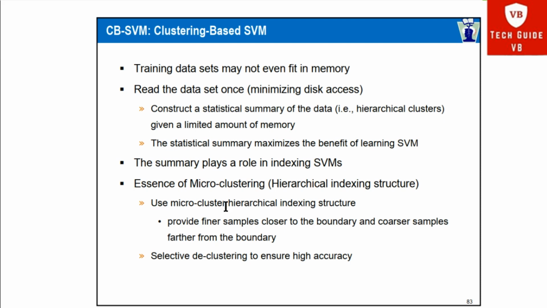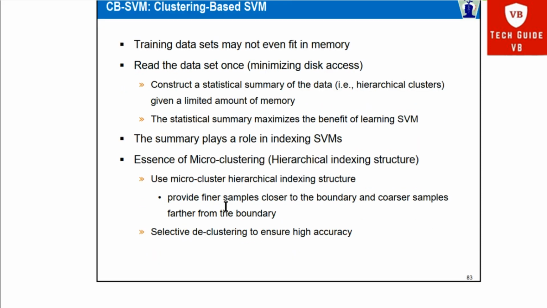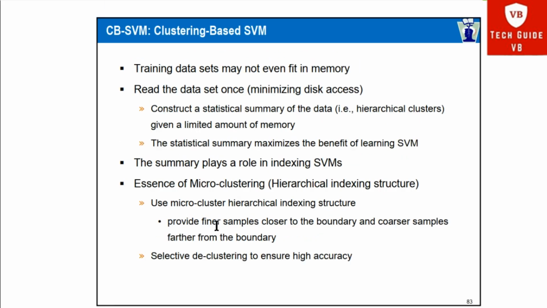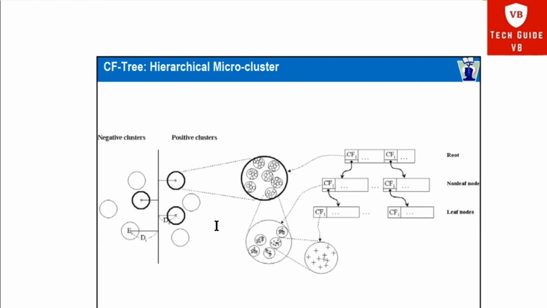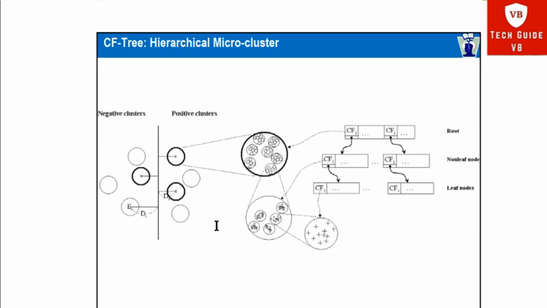Okay, the essence of microclustering is that it uses the microcluster hierarchical indexing structure for providing finer samples closer to the boundary and coarser samples farther from the boundary. That is, it is selective declustering to ensure high accuracy. So it is the improved version of basic SVM, that is CB SVM, clustering based SVM. Then there is a CF tree, that is hierarchical microcluster. Okay, as you see in the diagram, there are negative clusters and positive clusters, which are separated by the boundary here.